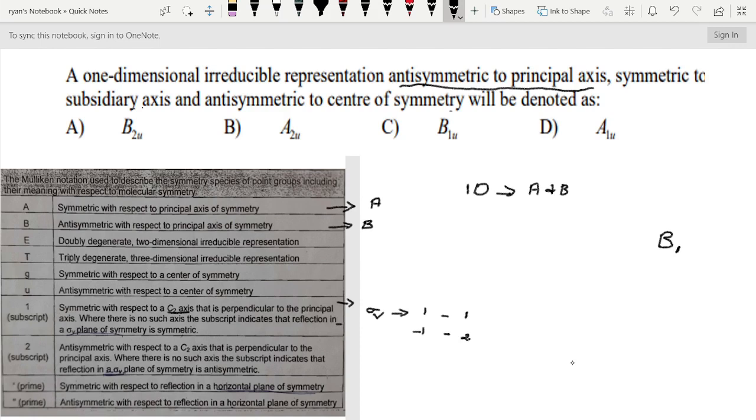Next is center of symmetry. In the case of center of symmetry, if it is symmetric, we have to write gerade. If it is antisymmetric, we have to consider ungerade. Therefore here in this case the question is antisymmetric to the center of symmetry. If it is antisymmetric to center of symmetry, here you have to consider ungerade, u. Therefore here the notation is this one. Therefore answer C is the correct one.